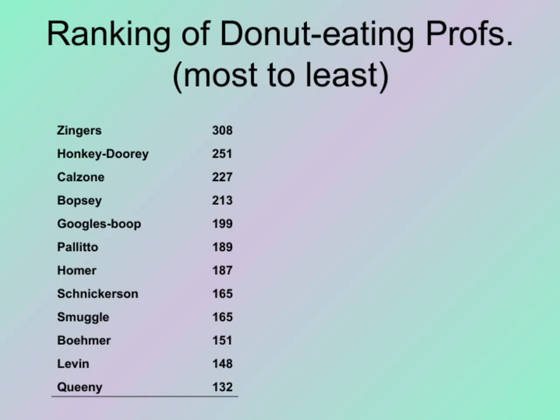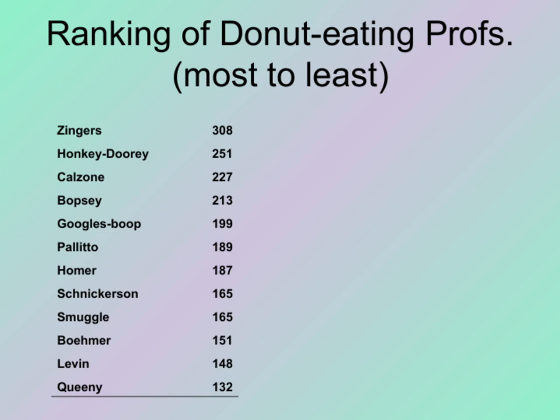Alright, so here we have the ranking of donut-eating professors from the most to the least. At the top, we see zingers with a total of 308. That suggests they're really avid donut fans. Next up is honky-dory with 251, which is also quite high. Then we have calzone at 227 and bopsy with 213. You can see the numbers are decreasing as we go down the list.